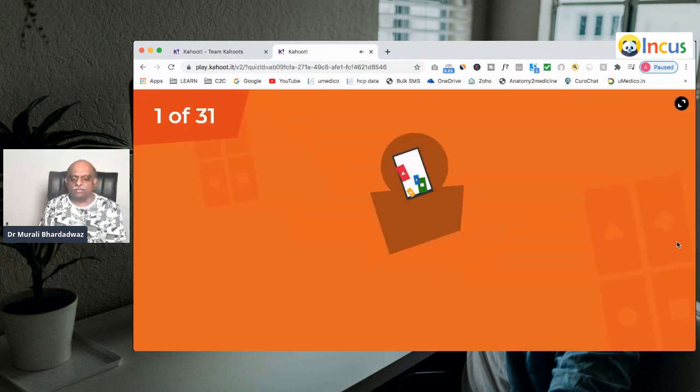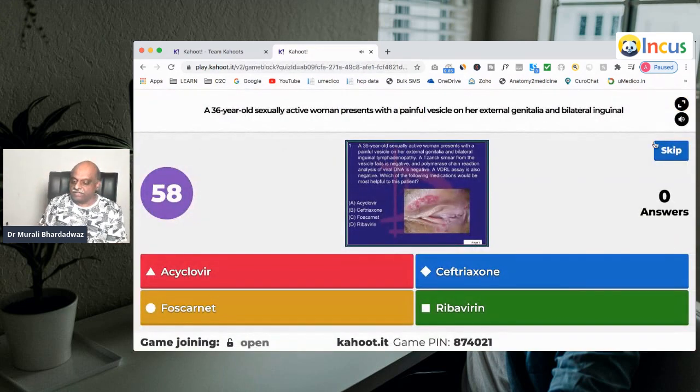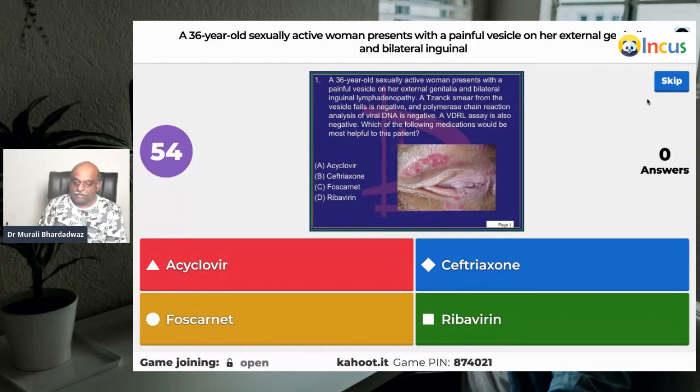3, 2, 1, start. A 36-year-old sexually active woman presents with a painful vesicle on her external genitalia. Along with that, she is also having bilateral inguinal lymphadenopathy. Very important clue. A Tzanck smear from the vesicle is negative, and the PCR analysis of the viral DNA is also negative. A VDRL is also negative. Now, what medication would be most useful in this given clinical scenario?